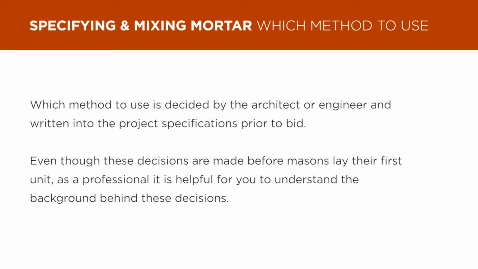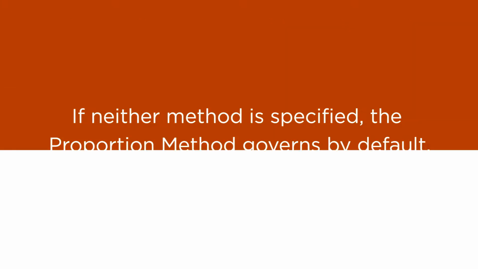ASTM provides the architects, engineers, and masons two methods of specifying a mix in mortar. One is called the proportion method, the other method is the property method. Which method to use is decided by the architect or engineer and written into the project specifications prior to bid. Even though these decisions are made before the masons lay their first unit, as a professional it is helpful for you to understand the background behind these decisions.